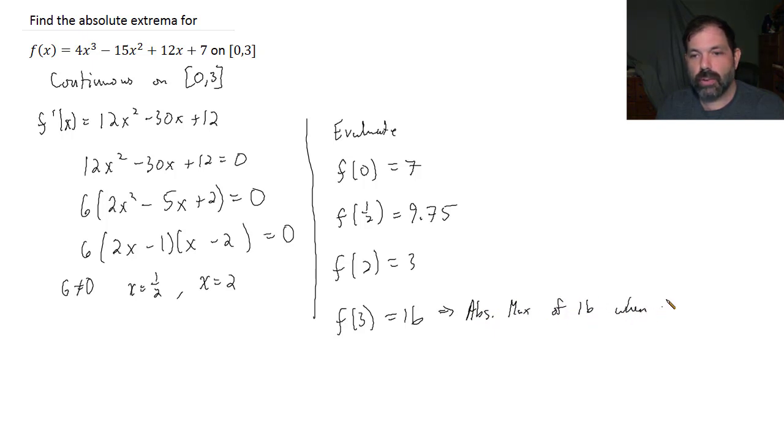When x equals 3. And I see an absolute minimum of 3 when x equals 2. All right, let's see another example.